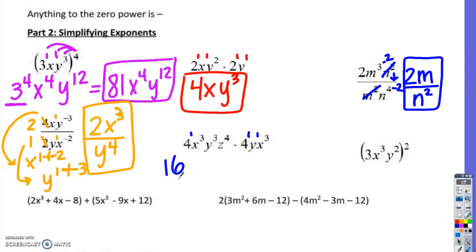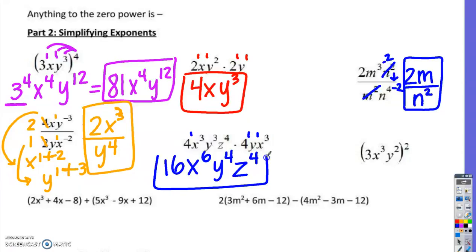Now I'm going to look at my x's. I have 3 x's right here, another 3 x's over here. Whenever we're multiplying things of the same base, we add their exponents. Same with my y's. I have 3 over here times one of them over there. We're going to end up with y to the fourth power. And I don't have any z's on this side for him to multiply by, so he's going to stay the same. And there's our final answer there.